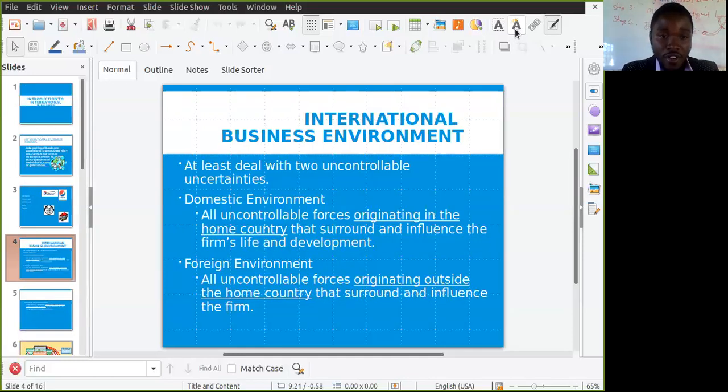Moving on to foreign environment. This refers to all uncontrollable forces originating outside the home country that surround and influence the firm. So these are factors that are coming from countries that are not part of the home country where the business originated from. These factors can be language and also international decisions and fluctuations of the currencies. That is what the foreign environment comprises of.